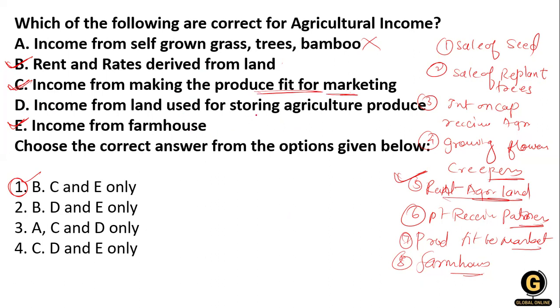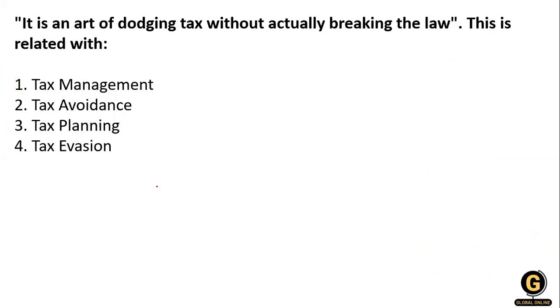Income from the land used for storing the agriculture produce, if we are using agriculture land for storing the agriculture produce, this does not come under agriculture income. Now the income from the farmhouse, yes, it comes under agriculture income. So the right answer is the option with B, C, E. Clear?